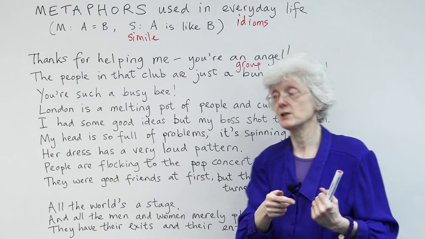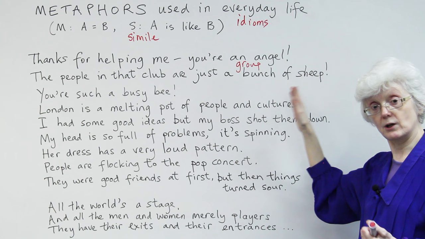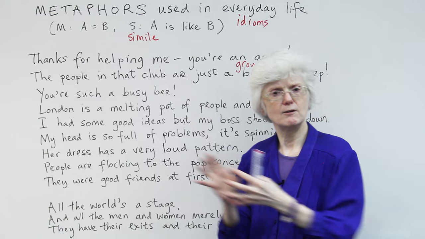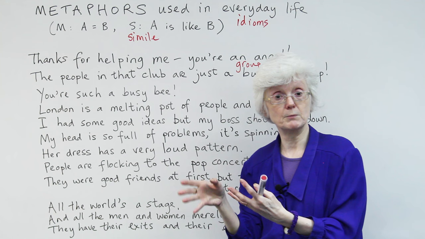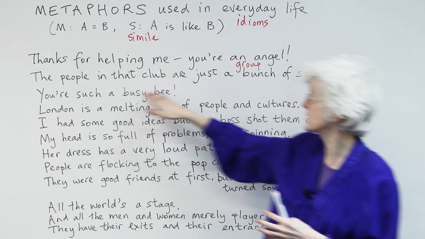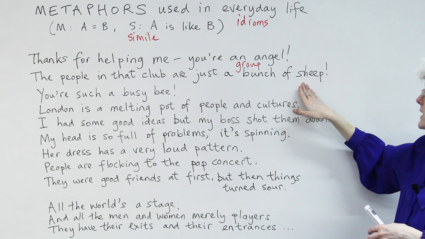But this is saying the people in that club are a bunch of sheep. They're behaving like sheep because what sheep do, they all stick together, they all stay together and they all follow each other. They all do the same thing. So this happens with people sometimes. They don't have their own independent ideas. They just copy what everybody else does. So that's the meaning of this one. The people in that club are just a bunch of sheep.